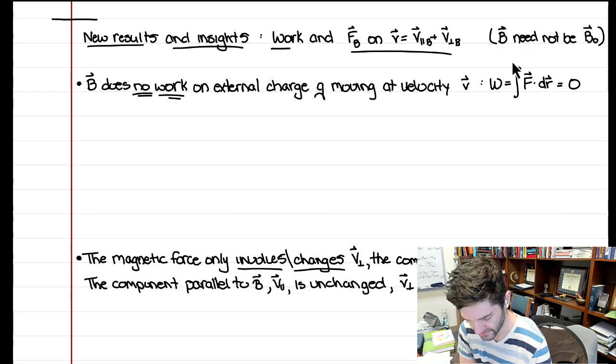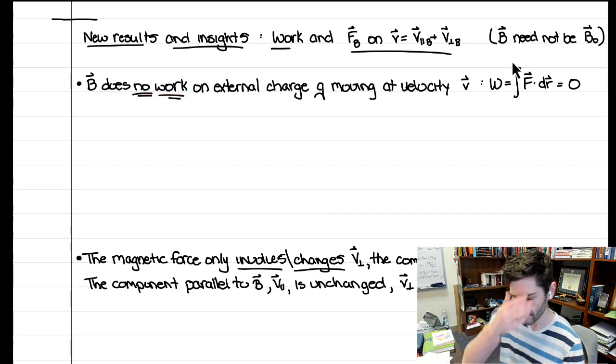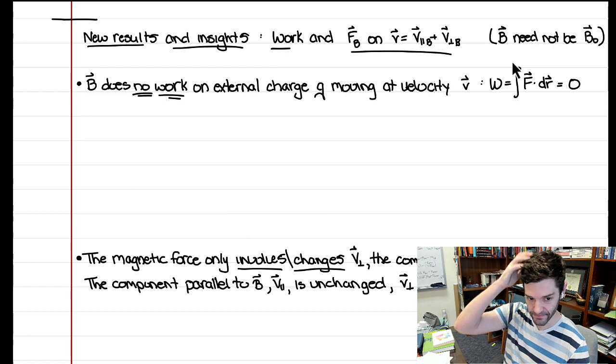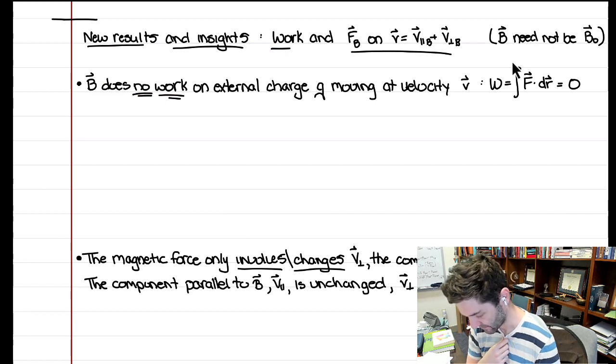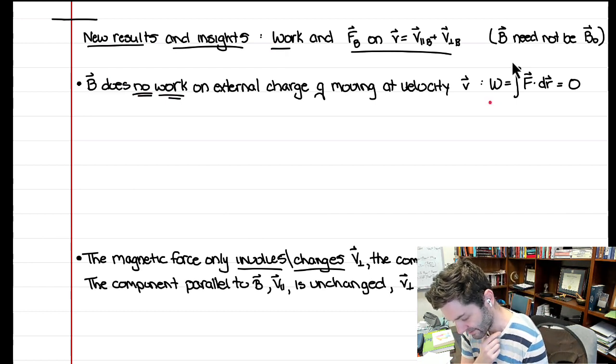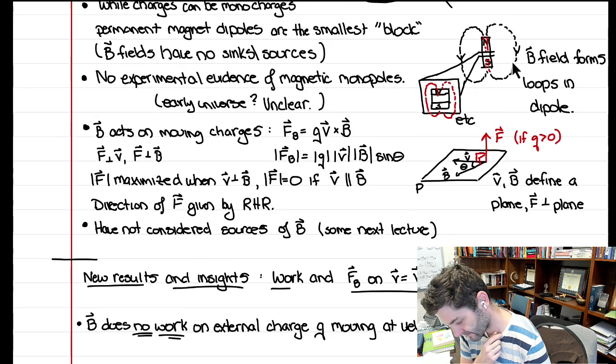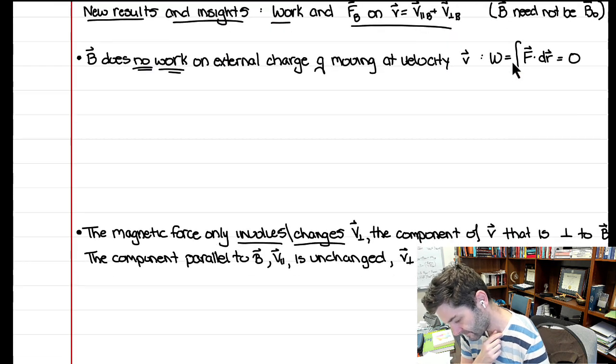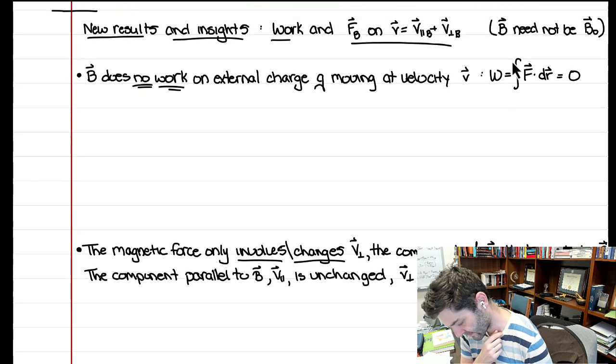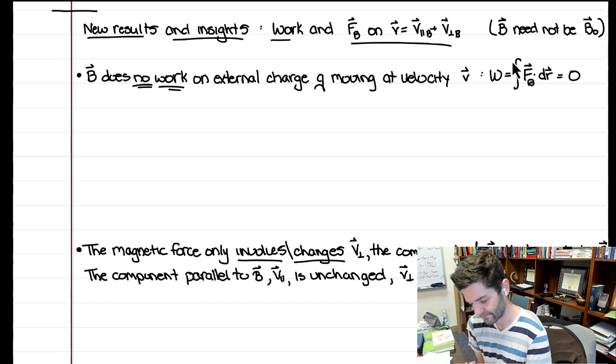So the first result I want to talk about is that the magnetic field does no work when it acts on an external charge that's moving at some velocity v. So I ultimately want to show that the work done by the magnetic field, let's make this very clear, I'm going to write F sub B, the magnetic force, is 0.